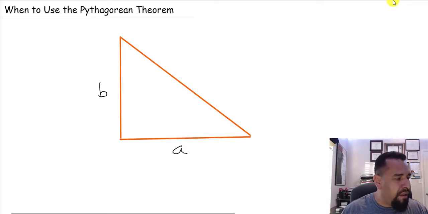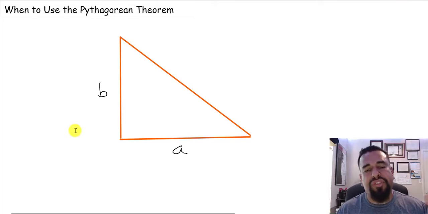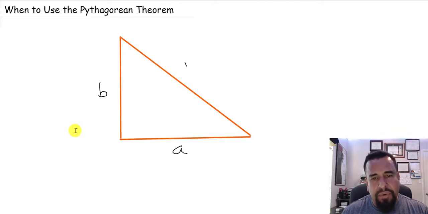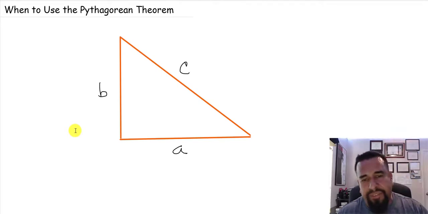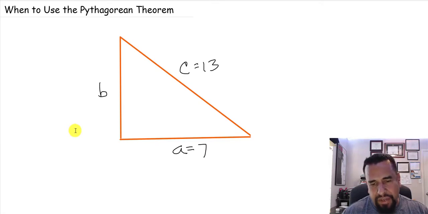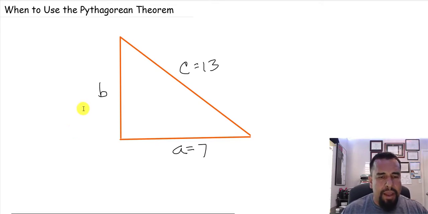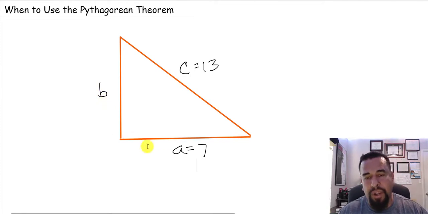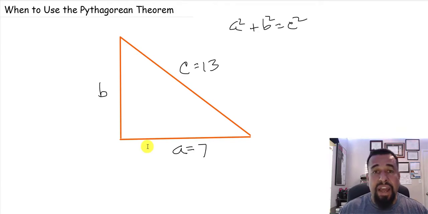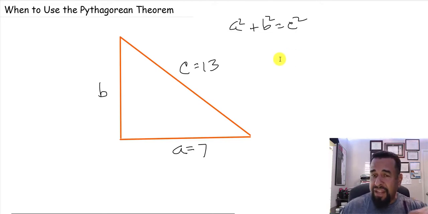Let's find it. Now remember, the Pythagorean theorem can be used to find any side. So this time we're going to give c a value. So let's give that a value of 13. Let's give a a value of 7, and we'll make this b what we have to solve for. All right, so again, our formula, a squared plus b squared equals c squared. Now all we have to do is plug and play, right? The playing part is what I like. Play with math, it's so much fun.